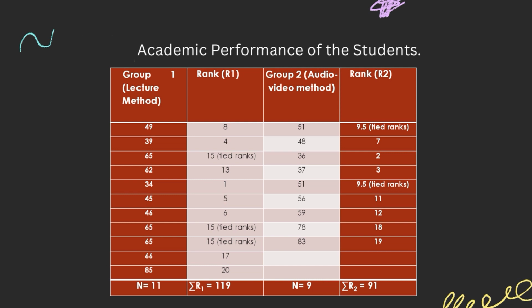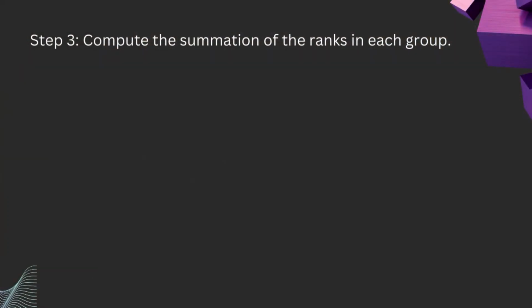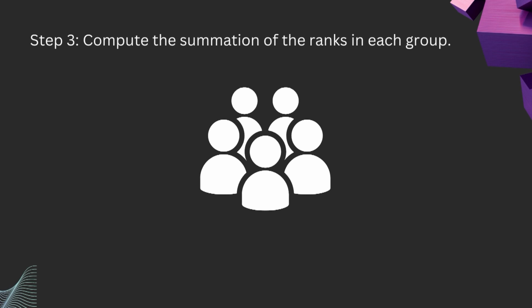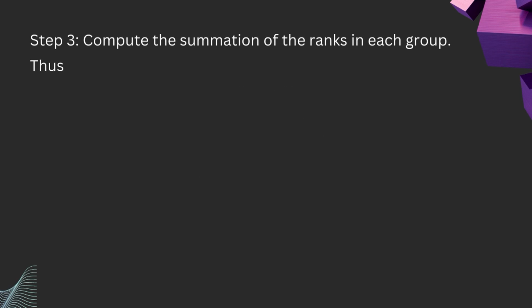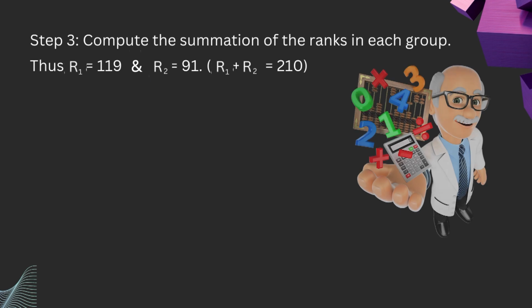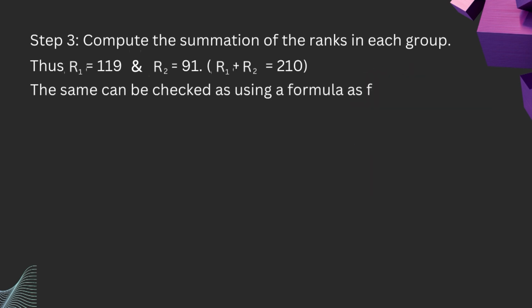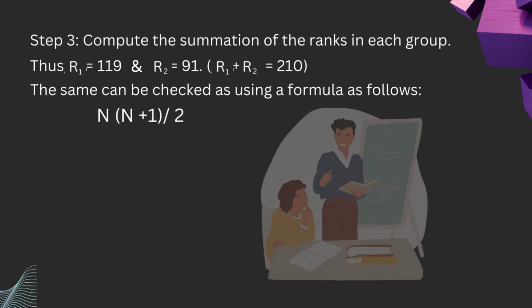Now, let us go with step number 3, and in step number 3 we have to compute the summation of the ranks in each group. As you can see in the table, the summations are computed, and R1 is equal to 119 and R2 is equal to 91. So, R1 plus R2 would be 210. The same can be checked using a formula, and this is given.